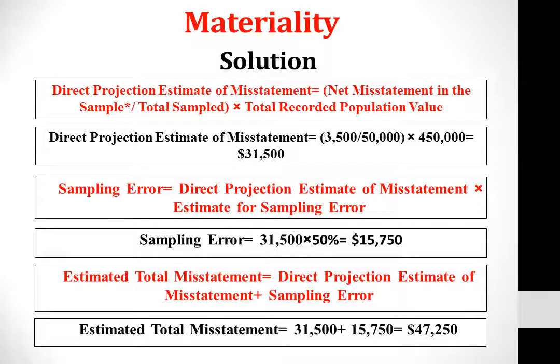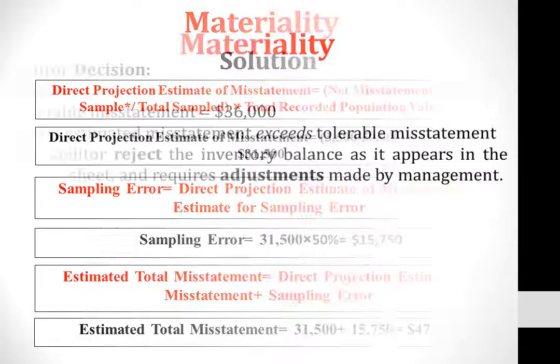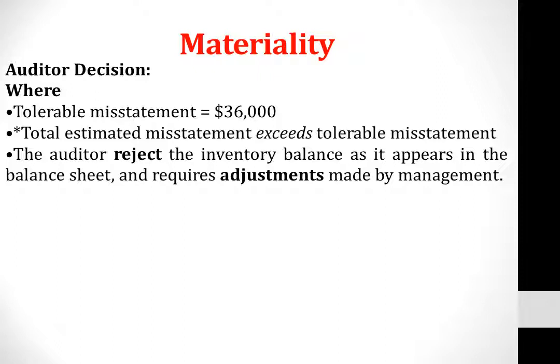$15,750. Okay, so the estimated total misstatement equals the direct projection estimate of misstatement from step one, plus sampling error from step two. So the estimated total misstatement is 31,500 plus 15,750, equal to 47,250. The preliminary judgment of materiality was 36,000 and the estimated total misstatement was 47,250. We are going to compare between these two numbers. The tolerable misstatement equals 36,000 as we said, and the total estimated misstatement was 47,250. So the total estimated misstatement exceeded the tolerable misstatement.